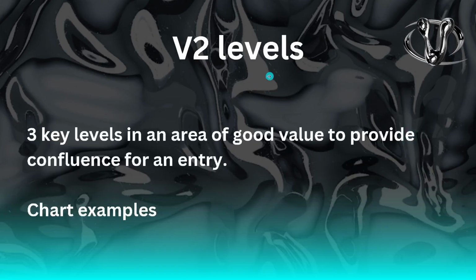Now let's take a look into V2 levels. The V2 levels are 3 key levels in an area of good value to provide confidence for an overall entry. And to show this best, you have to go into the Fibonacci tool, and I'll help you set this up so you can use it if you wish. Let's dive straight into that.